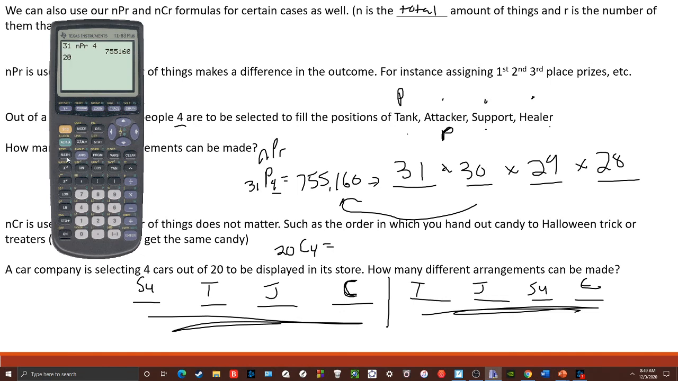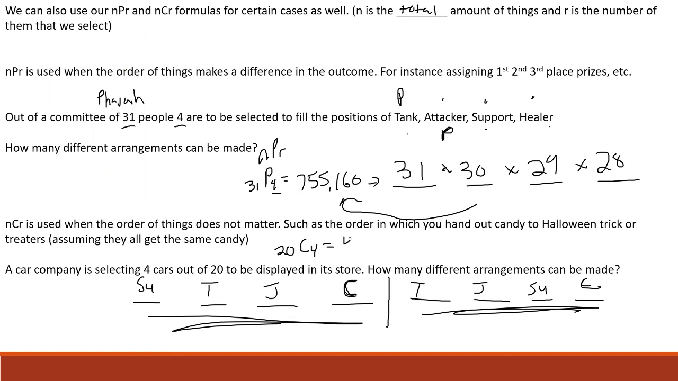So you have 20, math, probability, nCr, and you're going to choose 4 of them. So you have 4845, right? So again, you use this when the order of your stuff doesn't matter. It doesn't matter if I pick the Subaru first or third, it's still going to be on display anyway. Okay? So P is for permutation if the position matters. P means position matters, whereas C means that it doesn't matter. So C means you can choose any spot you want for it. It's going to be the same outcome no matter where it's at, right?